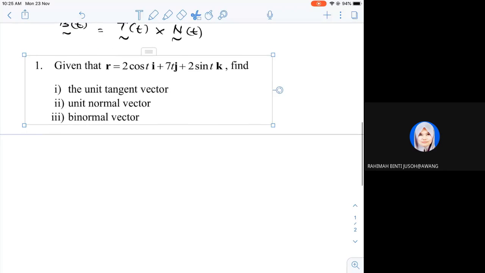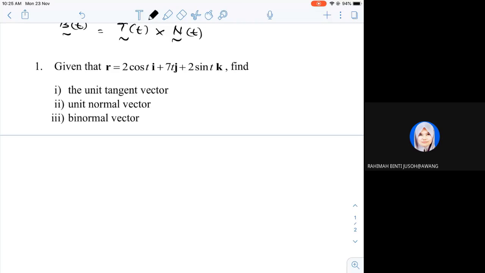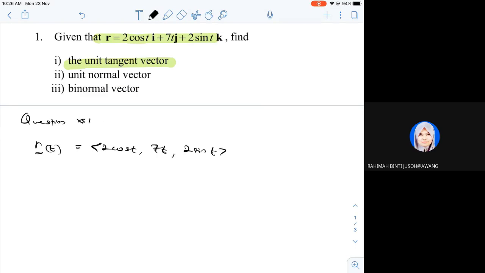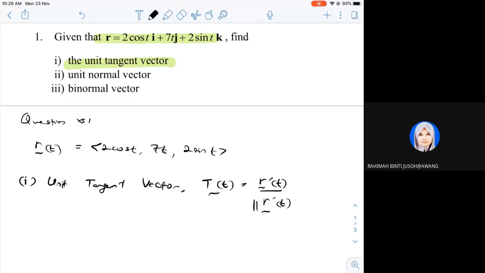Given that you have r(t), question number 1. You have r(t) equals 2 cos t, 7t, and 2 sin t. This is your r(t). Now we need to find the unit tangent vector. Of course, the formula is T equals r prime t divided by the magnitude of r prime t.